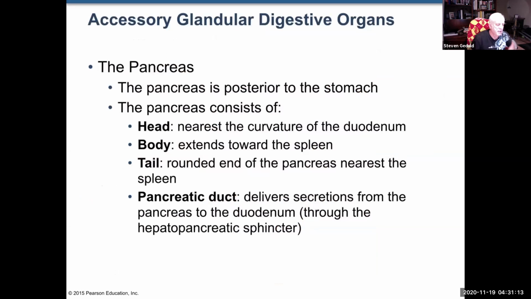Okay. The pancreas. The pancreas is posterior to the stomach. It consists of a head, a body, and a tail. The head is nearest the curvature of the duodenum. The body is the rest of it that extends towards the spleen, and the tail is the rounded end of the pancreas that is near the spleen. So you have a head, a body, and a tail. The pancreatic duct delivers secretions from the pancreas to the duodenum through the hepatopancreatic sphincter, just like the gallbladder and the liver.